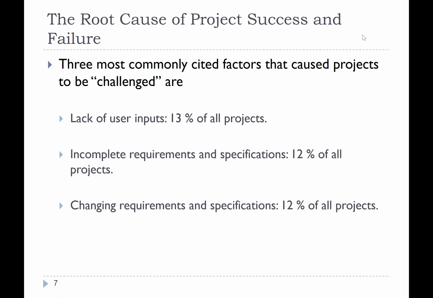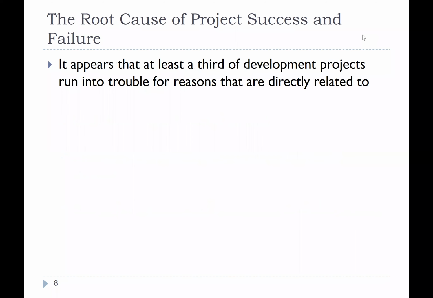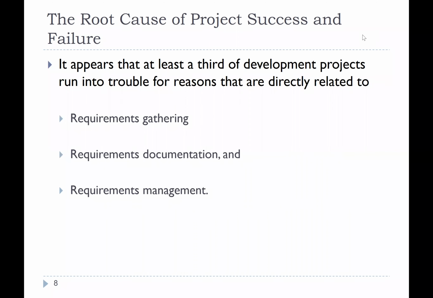Now, if you do the math, add up all those three together, 13 plus 12 plus 12 gives us 37. Okay, roughly one third. One third of the issues that impede software projects and put them under the challenge criteria or even canceled are related purely to requirements engineering. Okay, do you need more motivation than this? I'll give you more. So one third of development projects run into trouble because of things that are related to requirements gathering, documentation, or management.